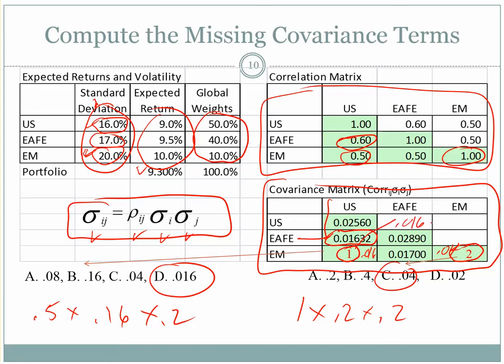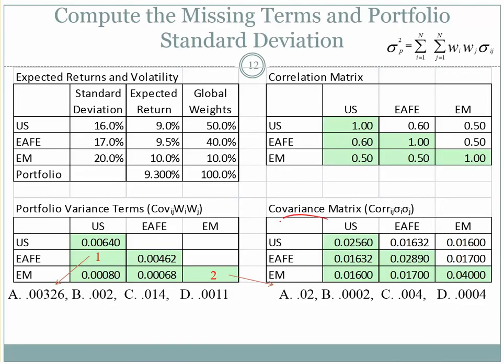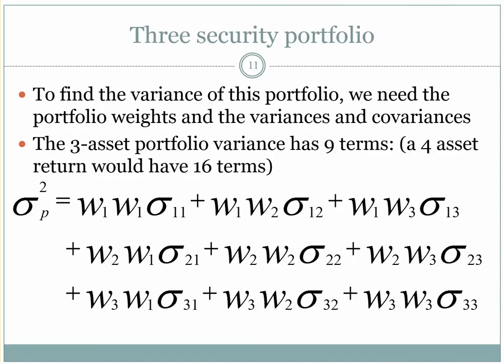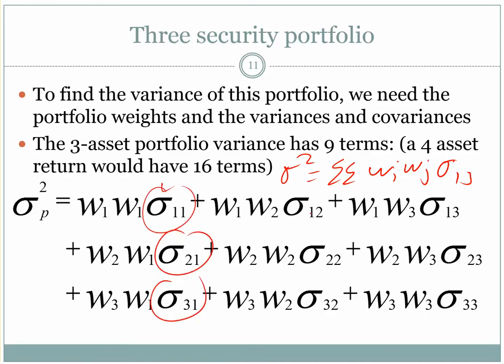Whoops, 0.01632. That's 0.016, 0.017. And if we go a couple slides ahead, you can see the full covariance matrix. Now, what we said is the formula, variance of a portfolio, is the double sum Wi, Wj, sigma ij. A way of computing that for three assets is to set up a 3x3 matrix. So you have your covariance matrix here.